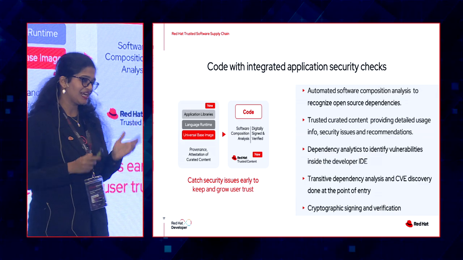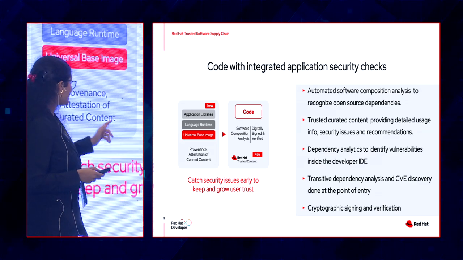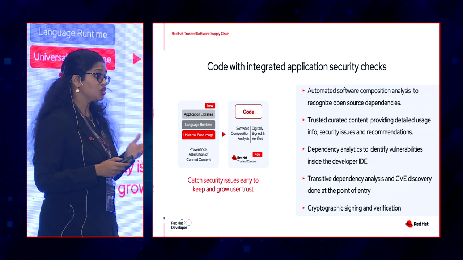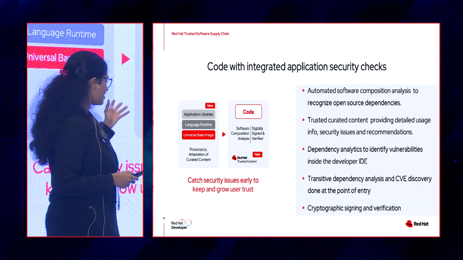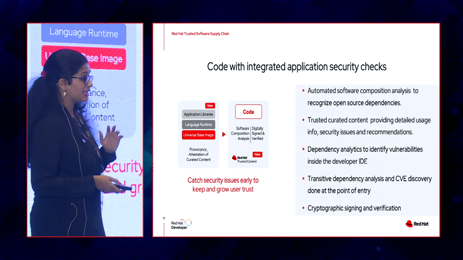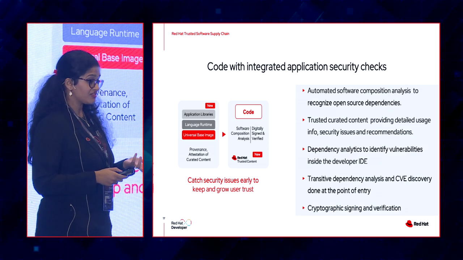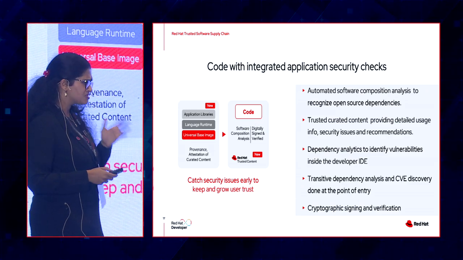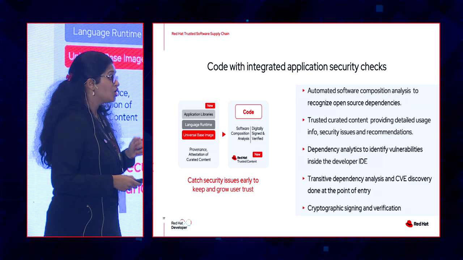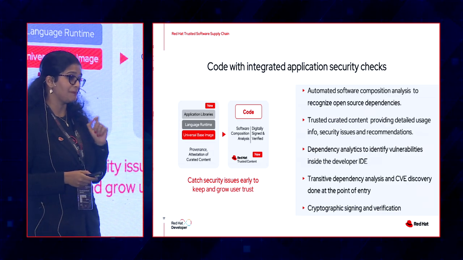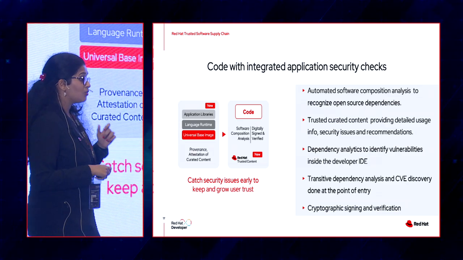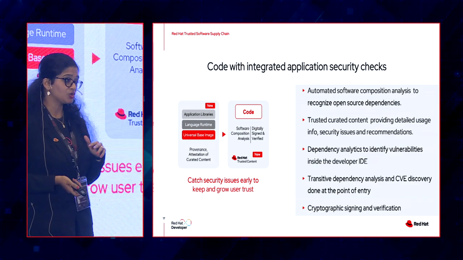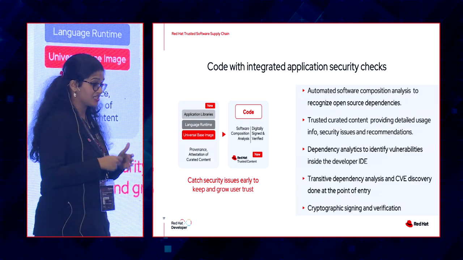With the Red Hat Trusted Software Supply Chain, we have Red Hat Trusted Content, which helps you to secure your code phase. This is a product which is currently in the tech preview phase. With Red Hat Trusted Content, we provide you an automated software composition analysis, which helps you to recognize the open source dependencies and intercept the vulnerabilities, before providing you recommendations on how to mitigate the vulnerabilities and the risk.